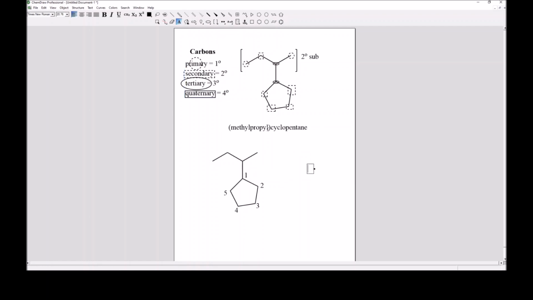What happens if we get rid of the parentheses entirely? Right? What is the difference between (methylpropyl)cyclopentane with parentheses and methylpropylcyclopentane without parentheses? And the answer is, well, we can actually do this in ChemDraw. This name appears to be ambiguous.